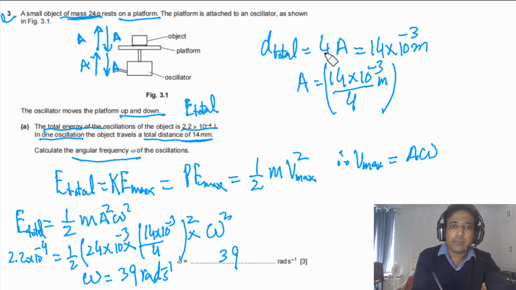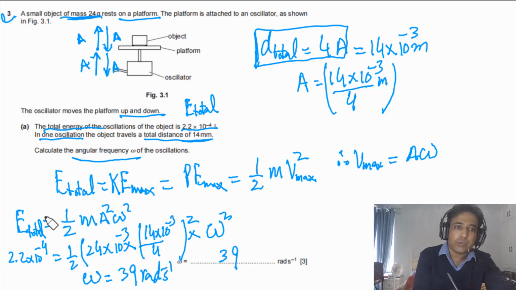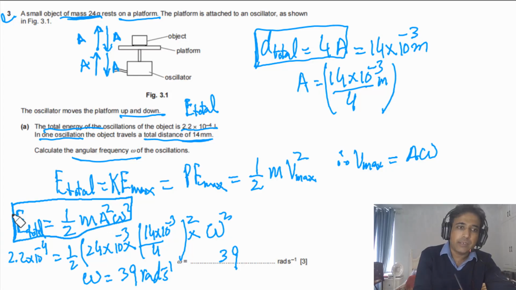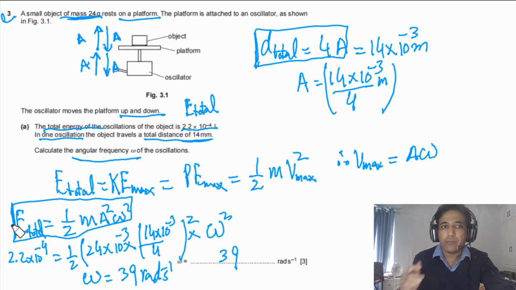So the main concept is this one. You need to understand, in one oscillation total distance is equal to 4 times the amplitude. You also need to understand total energy is equal to this. Rest is simply plug in numbers and find the answer.